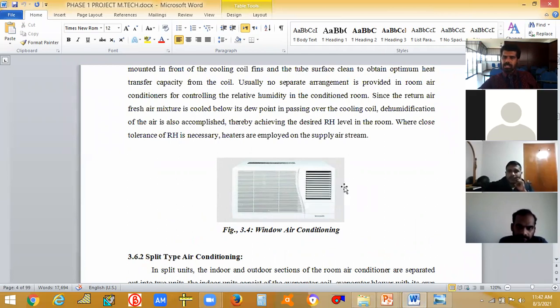Nowadays, mainly we will be using split type, and not only that, packaged AC is also there. We are using packaged AC also. So this is the window air conditioner. This will be kept as a window. Indoor as well as outdoor is combined.